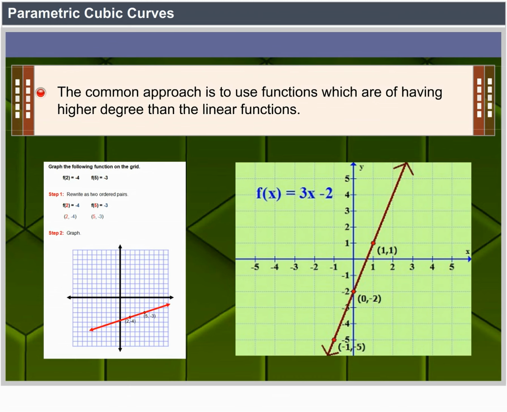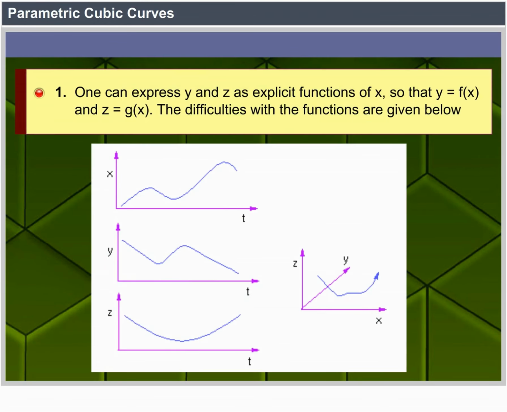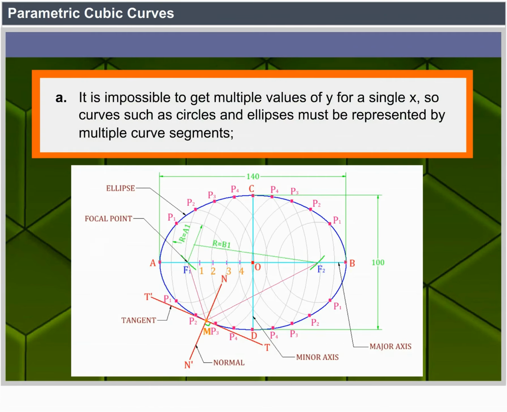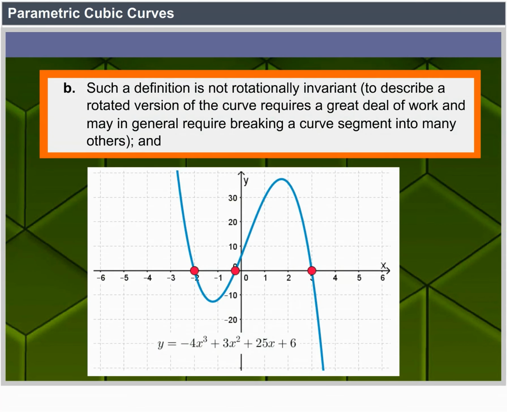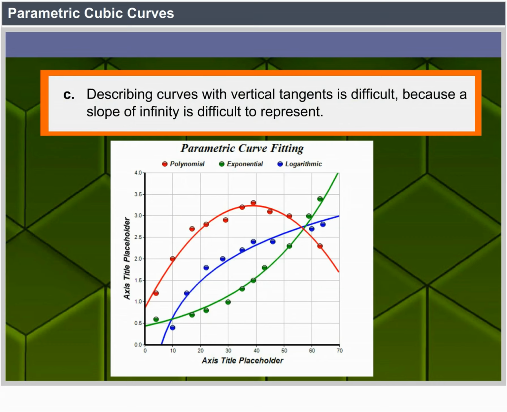1. One can express y and z as explicit functions of x so that y equals f of x and z equals g of x. The difficulties with this are that it is impossible to get multiple values of y for a single x, so curves such as circles and ellipses must be represented by multiple curve segments. Such a definition is not rotationally invariant. To describe a rotated version of the curve requires a great deal of work and may in general require breaking a curve segment into many others. And describing curves with vertical tangents is difficult because a slope of infinity is difficult to represent.